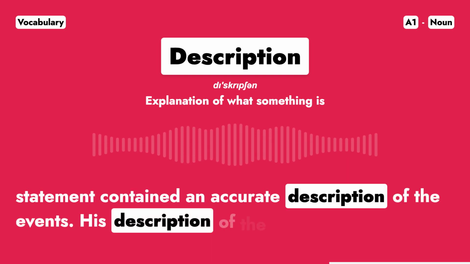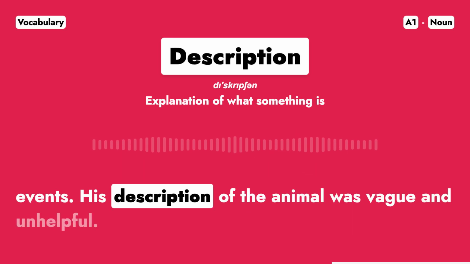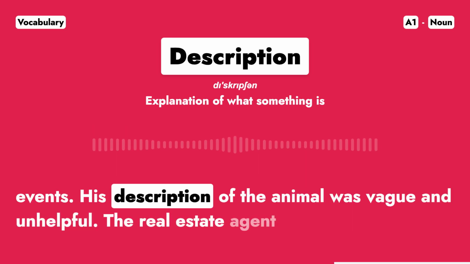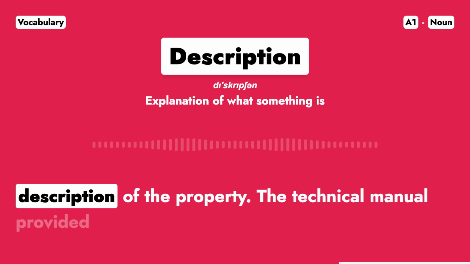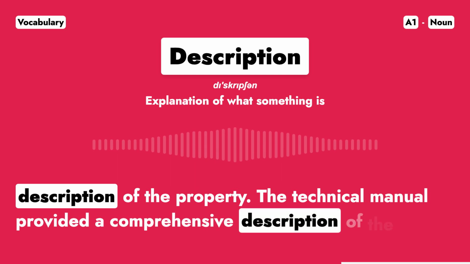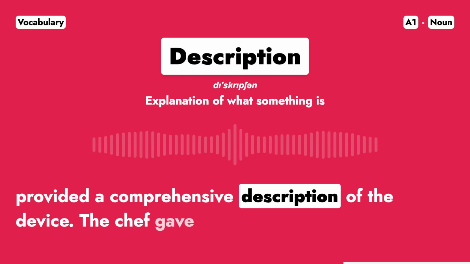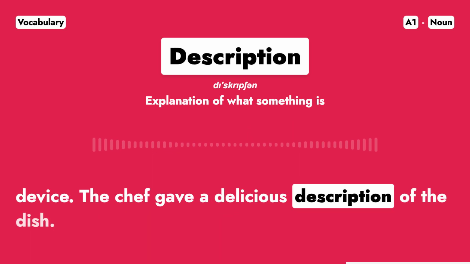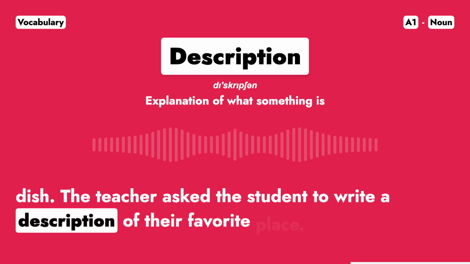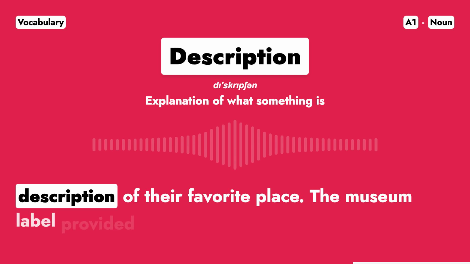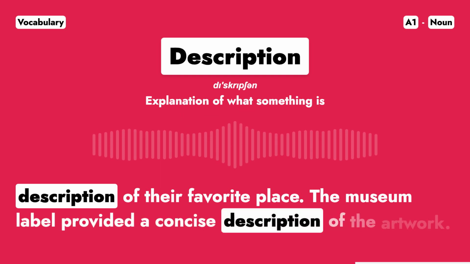His description of the animal was vague and unhelpful. The real estate agent gave a glowing description of the property. The technical manual provided a comprehensive description of the device. The chef gave a delicious description of the dish. The teacher asked the student to write a description of their favorite place. The museum label provided a concise description of the artwork.